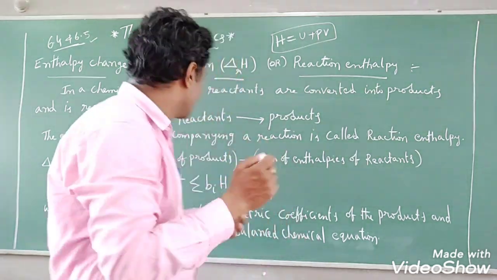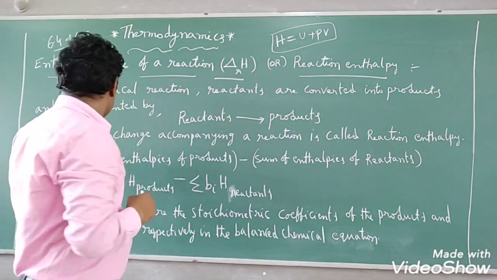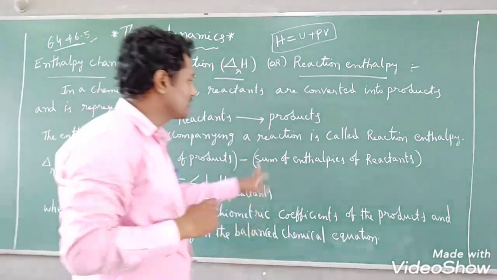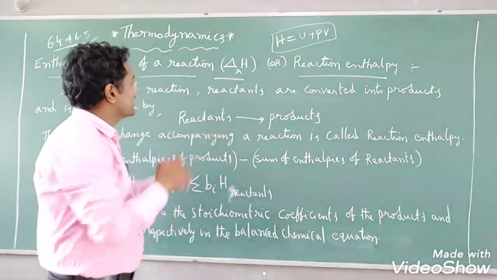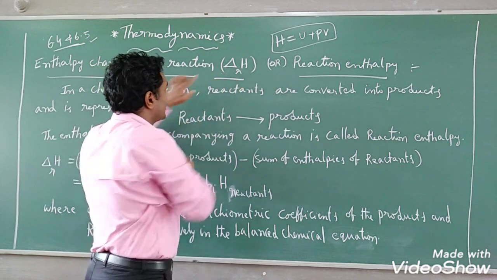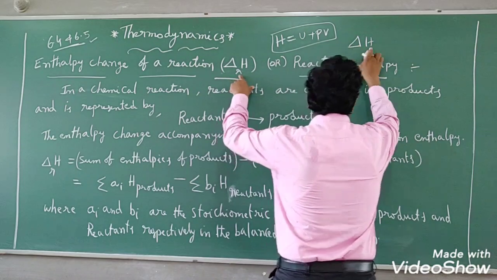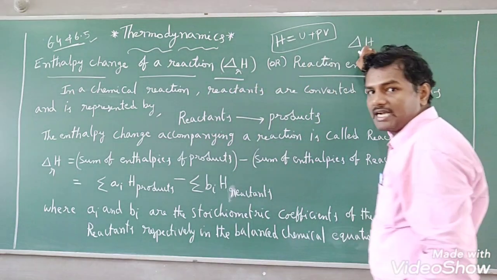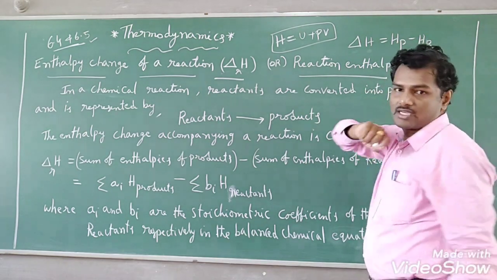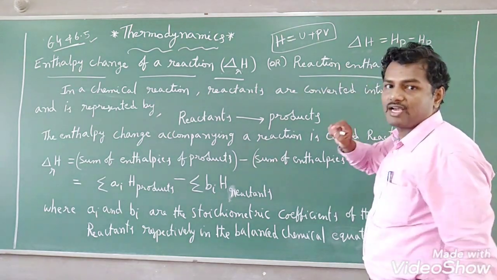We are going to discuss that. See, in a chemical reaction the reactants are converted into products like this. So the enthalpy change accompanying a reaction during the conversion of reactants to products is nothing but what? A reaction enthalpy. This reaction enthalpy, or else enthalpy change of the reaction, we can represent with what? Delta H R. Delta H is nothing but enthalpy change of the reaction. Enthalpy change delta H is equal to H products minus H reactants, students. Enthalpy change delta H is equal to what? Enthalpy of products minus enthalpy of reactants.